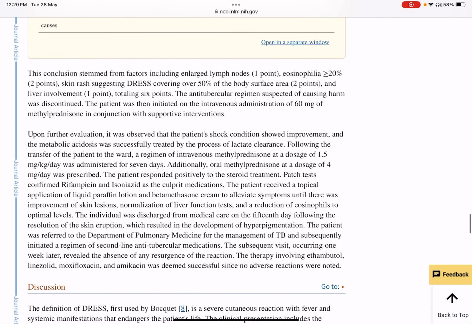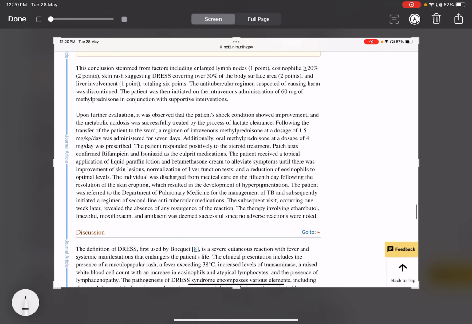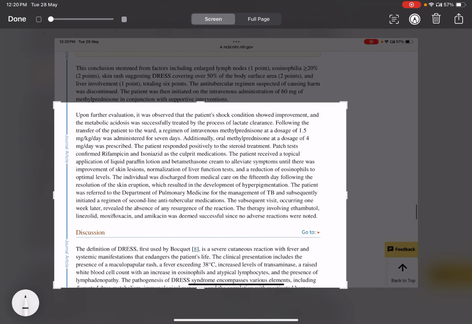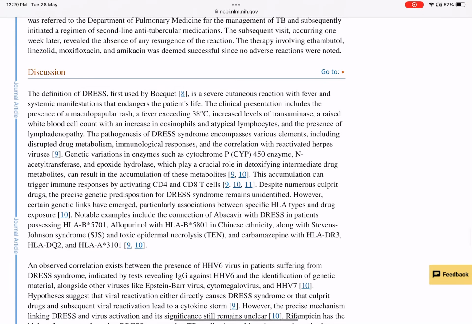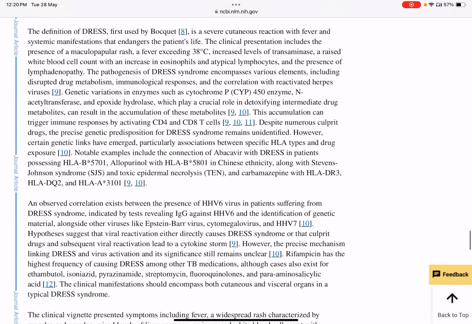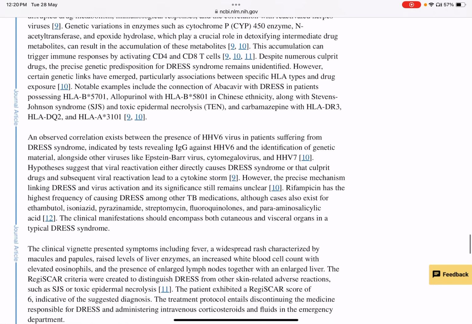See, in the case report they have mentioned that patch test has confirmed with isoniazid. So you should write patch test. So patch test has confirmed with isoniazid as per these people's studies. So just go ahead with writing the findings. Use that discussion also. They'll have a lot to explain in the discussion.